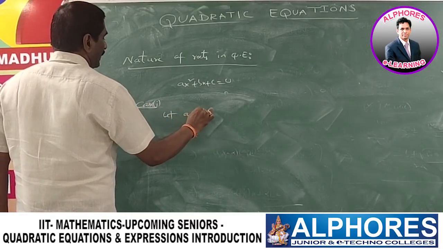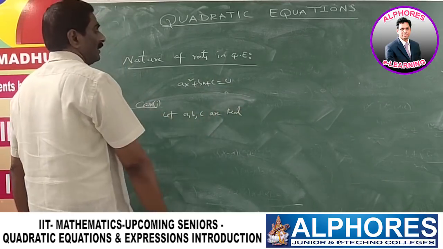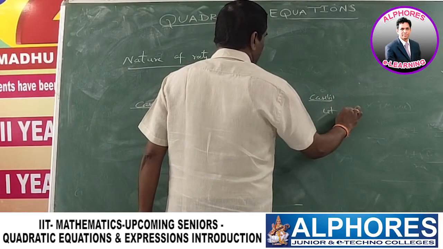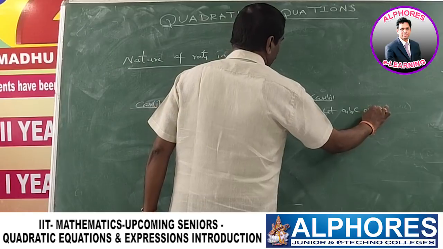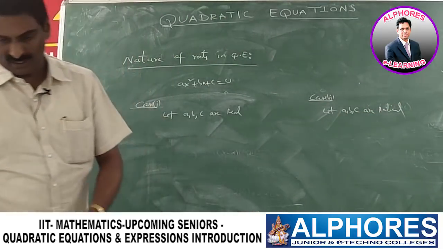Let a, b, c are real numbers. Case 2. Let a, b, c are rational numbers.